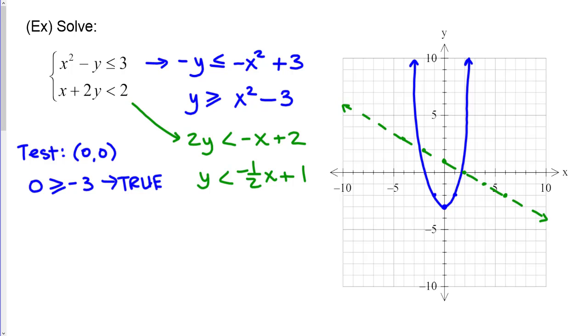And then the line, again, the line isn't passing through the origin either. So I'm going to test the origin with the line. So 0 is less than 1 when I plug into my line equation. 0 is less than 1, so that's a true statement.